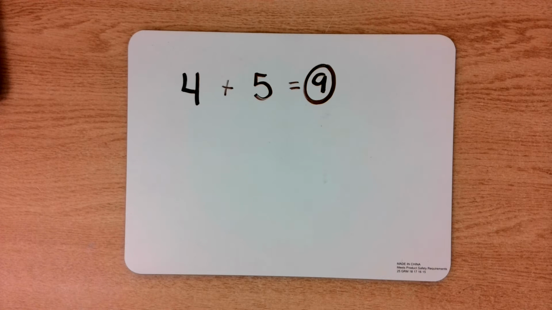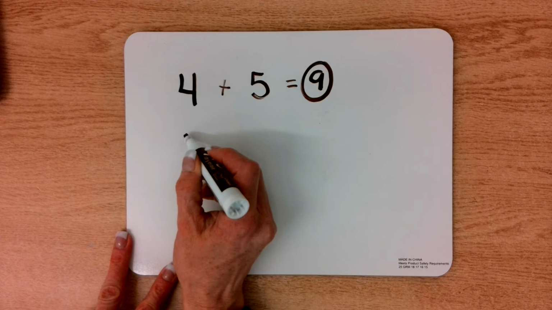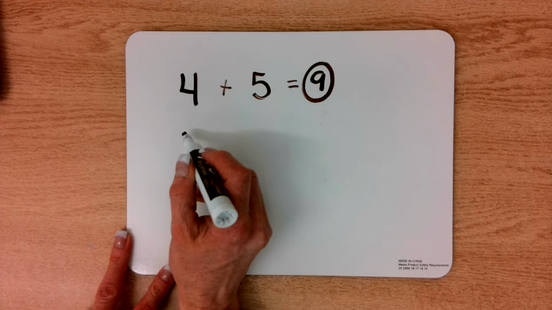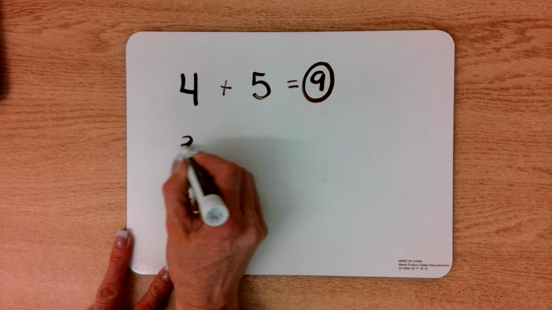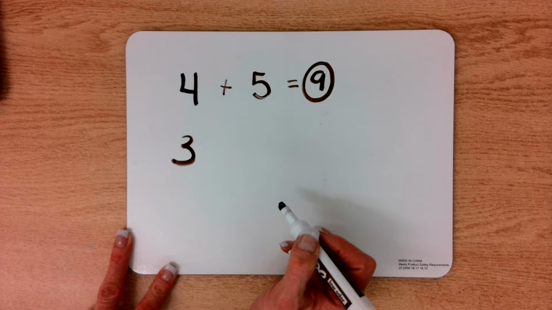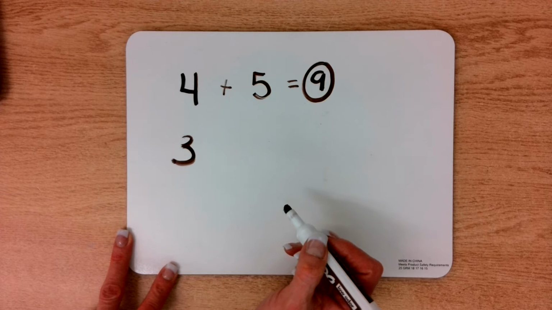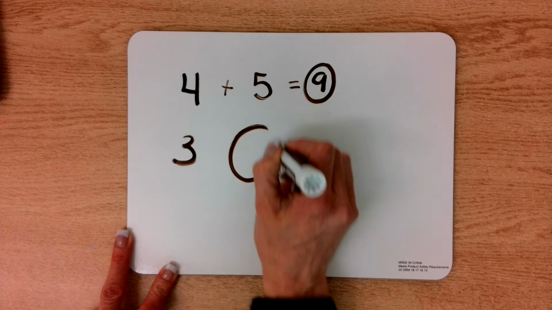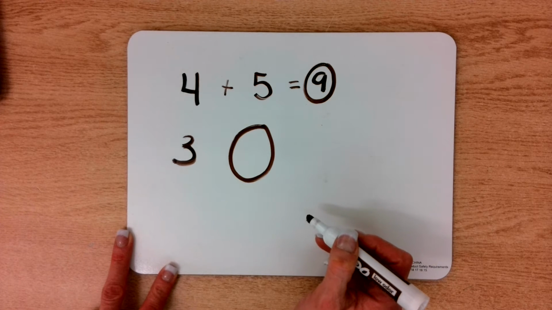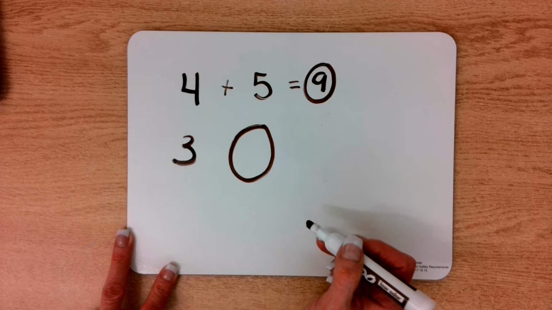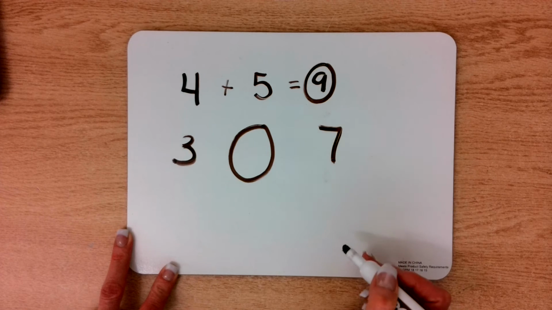All right, here's our second number story. Annie has 3 rocks. So again, on your whiteboard, as soon as I say a number, I want you to write it. Annie has 3 rocks in her pocket. Ben gives her some more rocks. Some more. We don't know how many. Now Annie has 7 rocks. How many rocks did Ben give her?